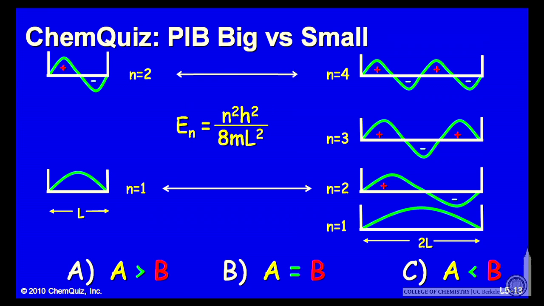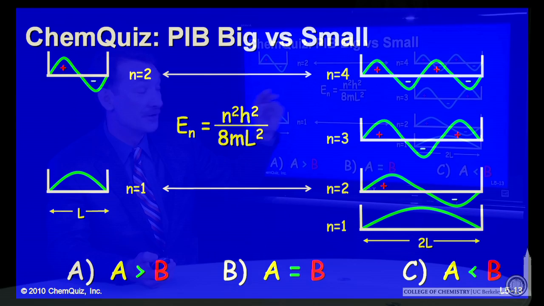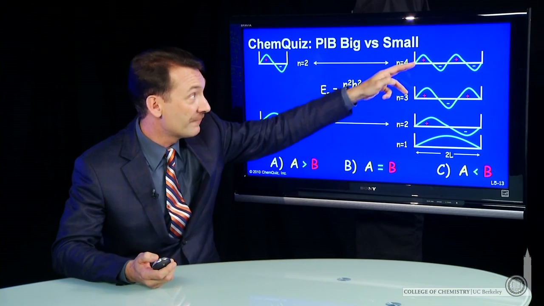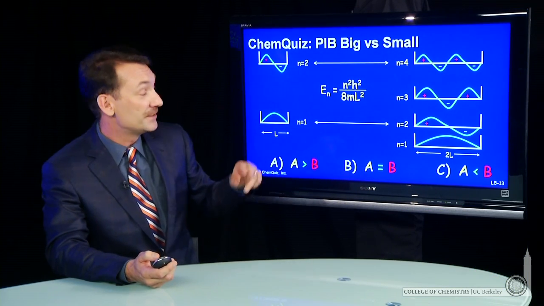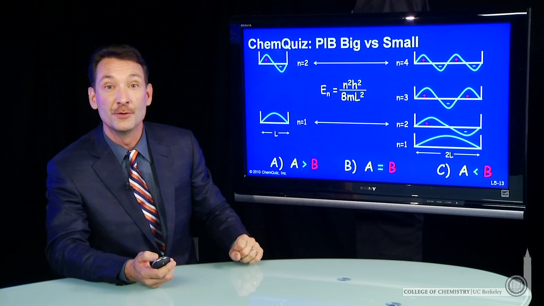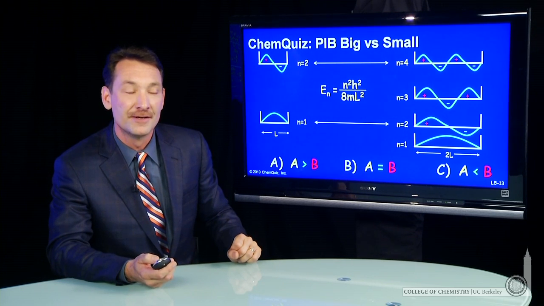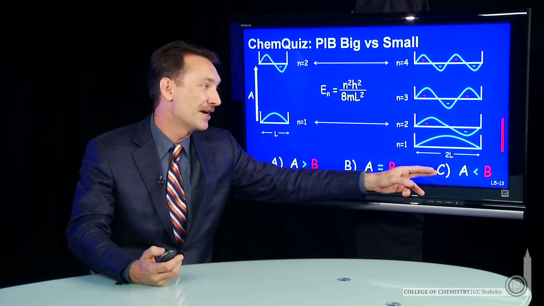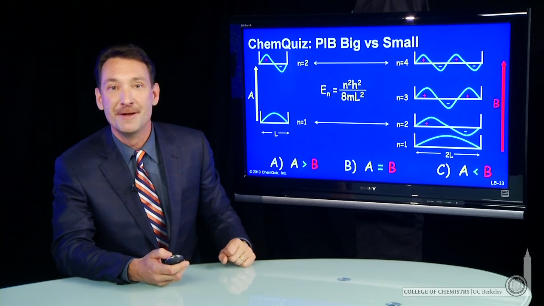So what you have is that a transition between 2 and 4 would give you equal energies, but a transition between 1 and 4 for the large box is bigger than 1 to 2 for the small box. So the correct answer here: transition A is smaller than transition B.